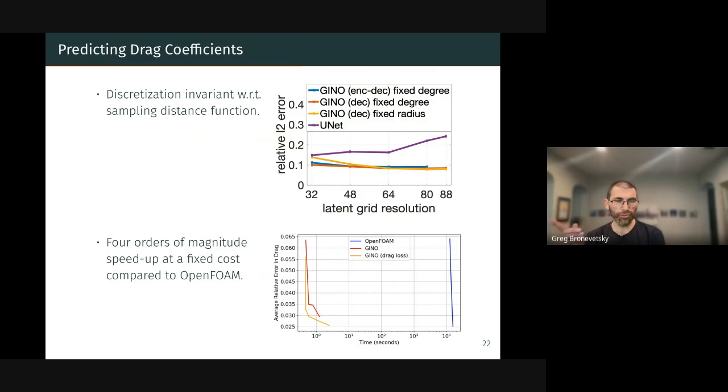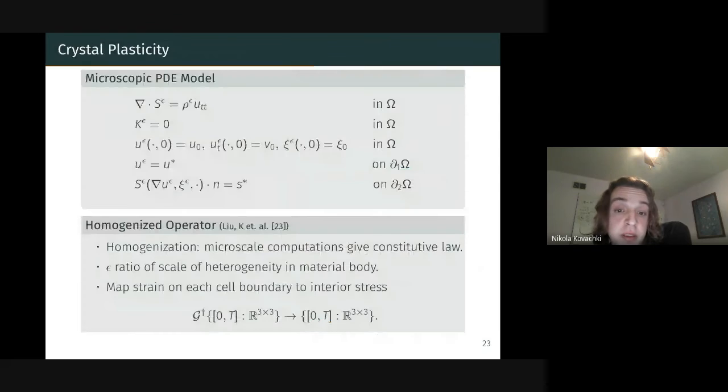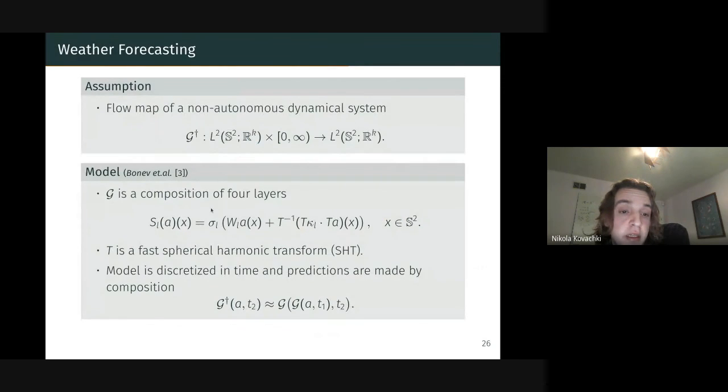Right. And is that what you use for weather? No, for weather, it's a completely different architecture. It's an architecture based on spherical harmonics. So here, this T is a fast spherical harmonic transform. The kappas are, again, just parametrizations on the spherical harmonic basis. And then you stack a few of these layers, and the way you predict is in an autoregressive way. So you train something to predict from one step to the next, and then you compose it.